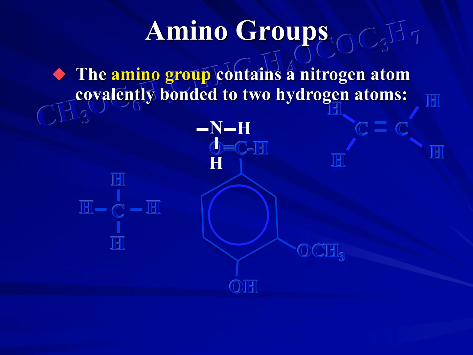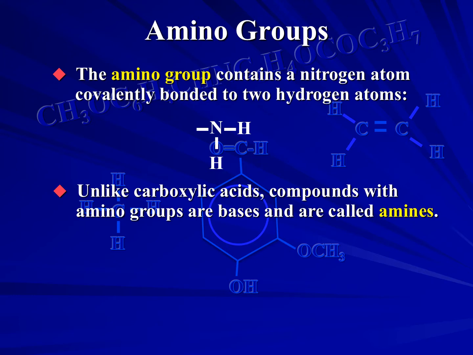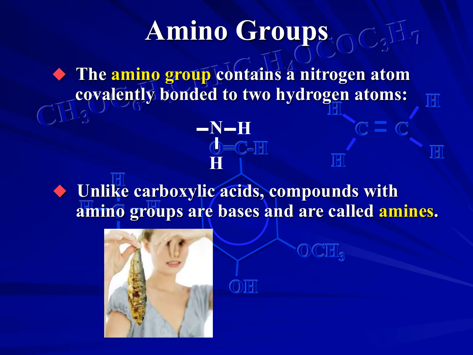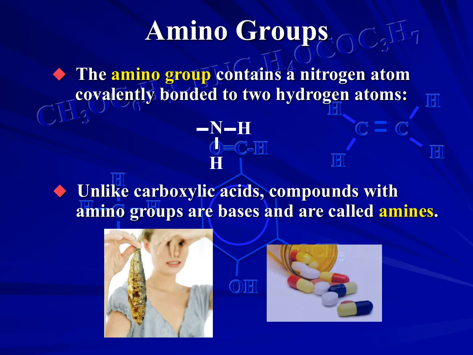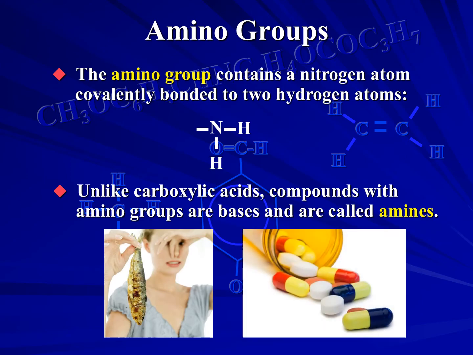The amino group contains a nitrogen atom covalently bonded to 2 hydrogen atoms. Unlike carboxylic acids, compounds with amino groups are bases and are called amines. Fish contain amines, which are responsible for their distinctive smell. Many drugs and vitamins also contain amino groups.